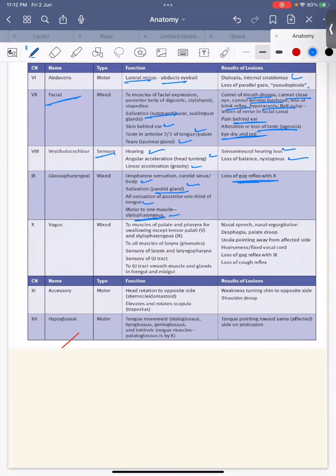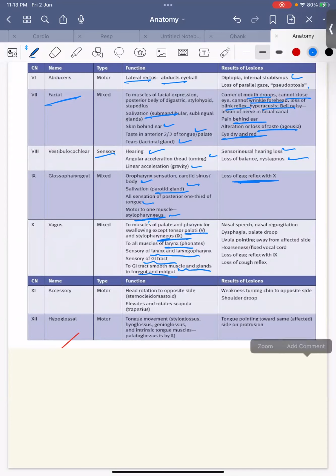Vagus, it supplies the muscles of the palate and pharynx, okay, for swallowing, except the tensor palati, which is supplied by cranial nerve 5, and the stylopharyngeus, which is supplied by cranial nerve 9. It supplies all the muscles of the larynx. It also provides sensory innervation to the larynx, the laryngopharynx, sensation from the GI tract, sensation from the smooth muscle and the glands in the foregut and the midgut.